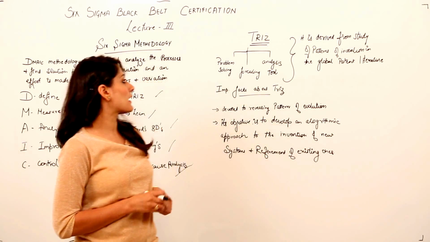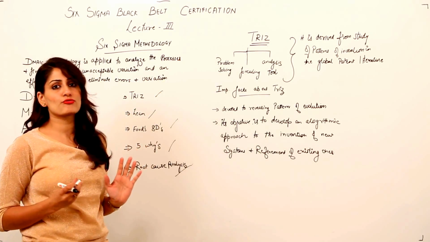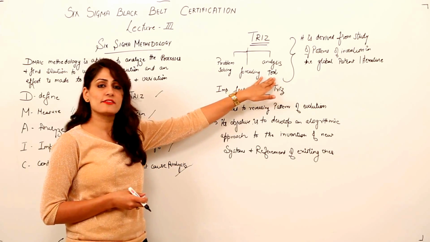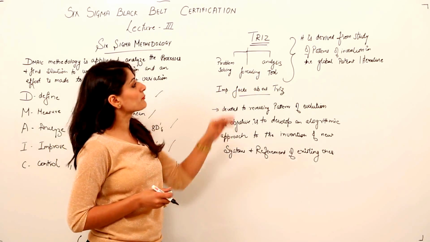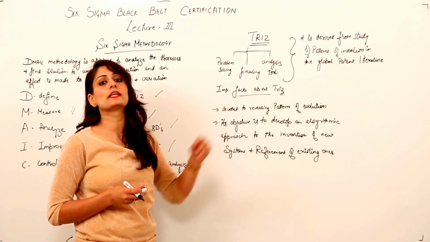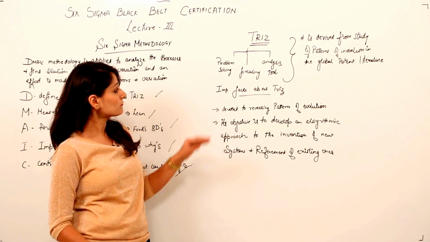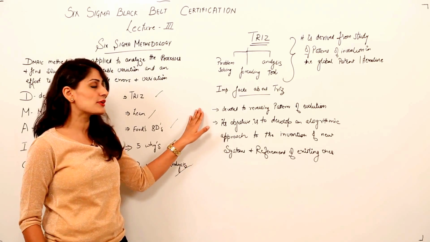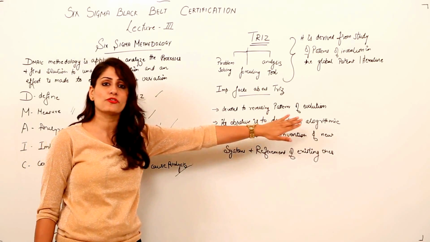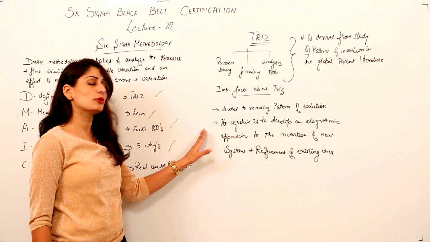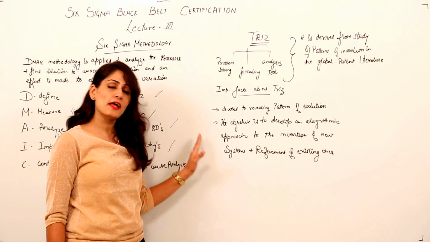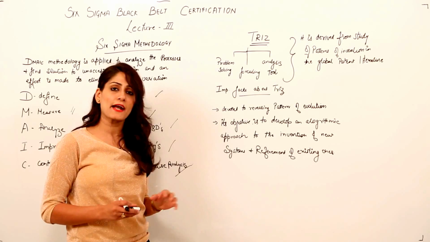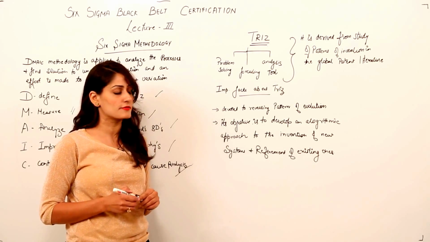So, let's first take up TRIZ. What is TRIZ? TRIZ is a problem solving, forecasting and analysis tool. It is derived from the study of patterns of invention in global patent literature. If I have to give you certain important facts about TRIZ, then TRIZ is devoted to revealing patterns of evolution, and one of the objectives of TRIZ is to develop an algorithmic approach to the invention of new systems and refinement of the existing ones.